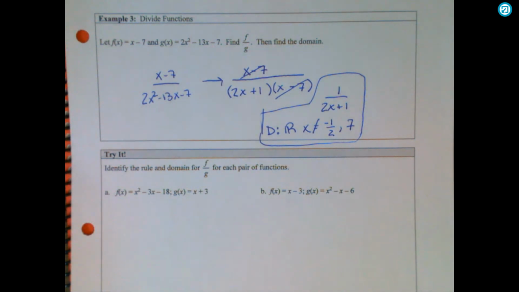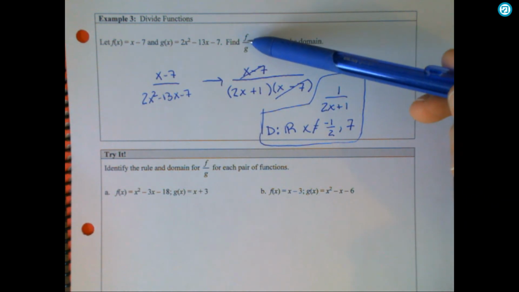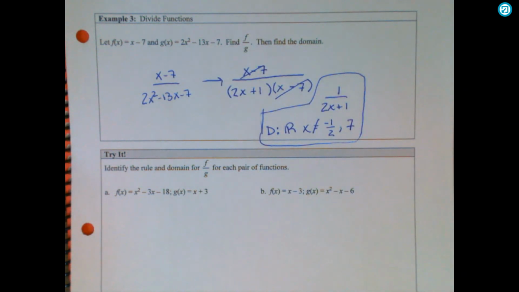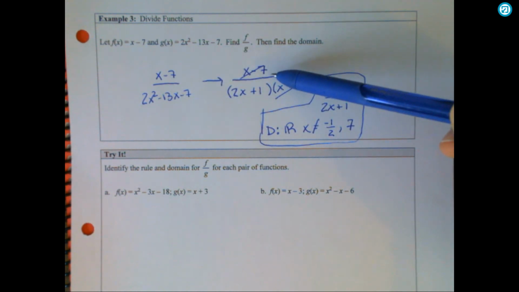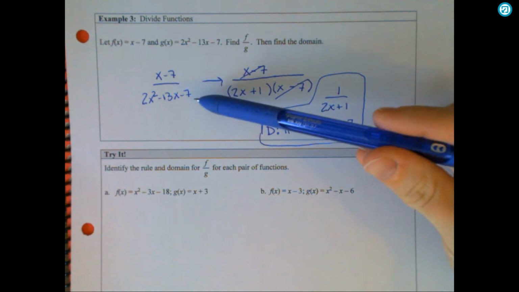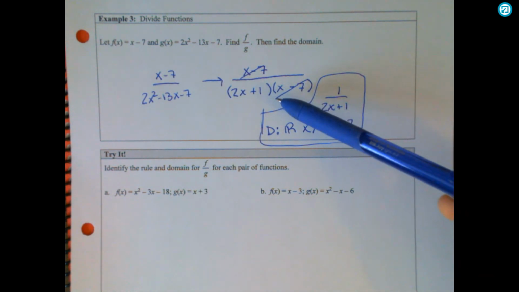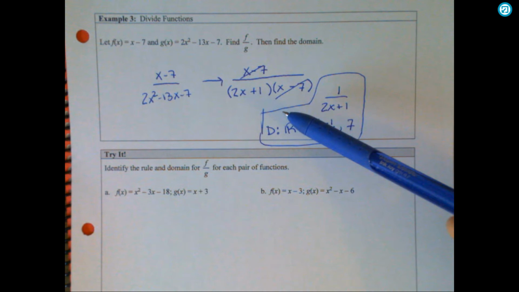Okay, the last example I'm going to do in this video is example 3. It's dividing functions. As far as division is concerned, it's very similar to what we did in chapter 4 at the end of first semester. You write out your two functions. They want f up top, g down below. So I write f up top, g down below, and then the name of the game is factoring. X minus 7 I can't do anything with, so that just stays up top, unchanged. Down below, this 2x squared minus 13x minus 7 factors out to be 2x plus 1, x minus 7.